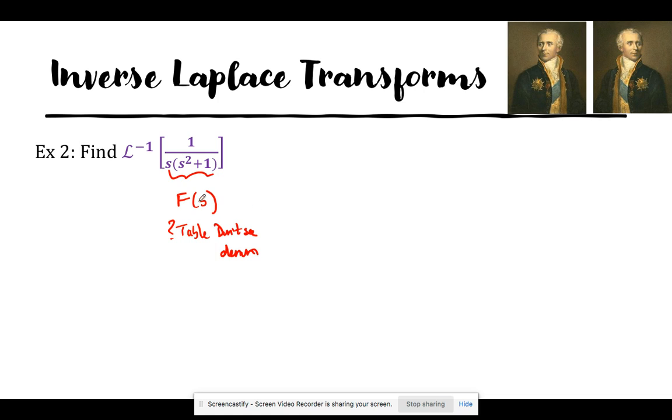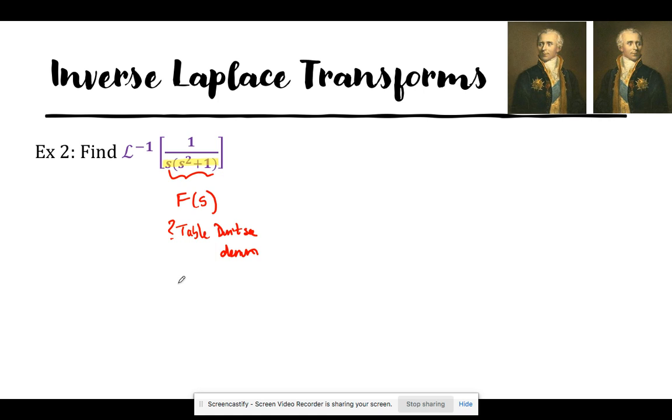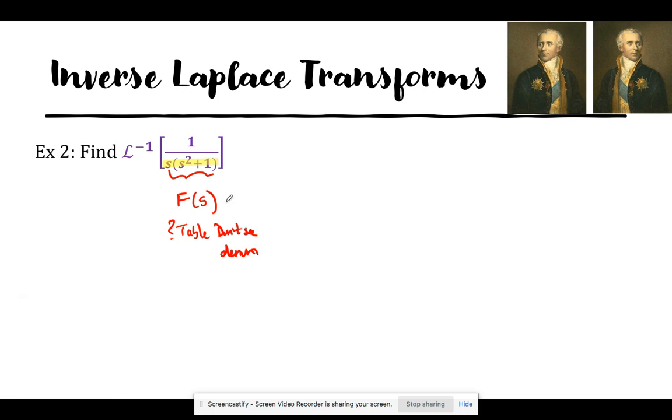And again, generally I am looking at my denominator first. It's more complicated, right? And then if I find the denominator, I'll look to see if I can manipulate the numerator. Well, what do I do here? So f of s is equal to 1 over s times s squared plus 1.